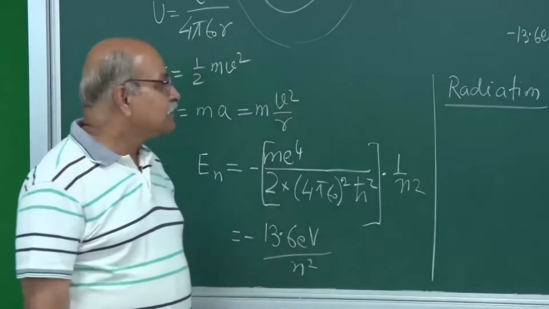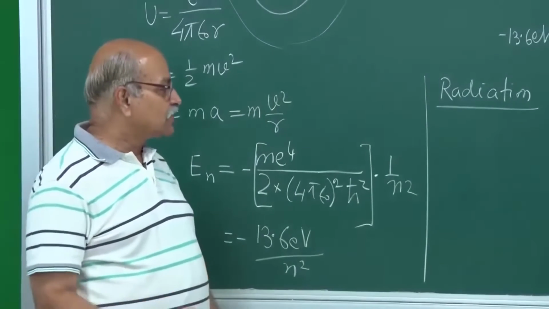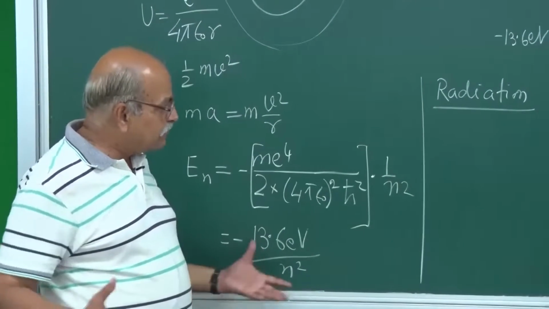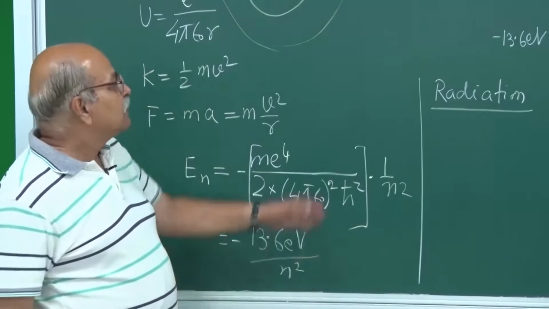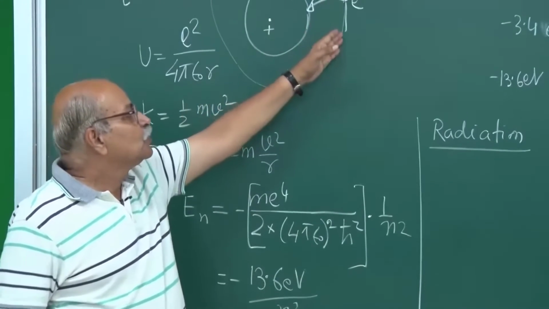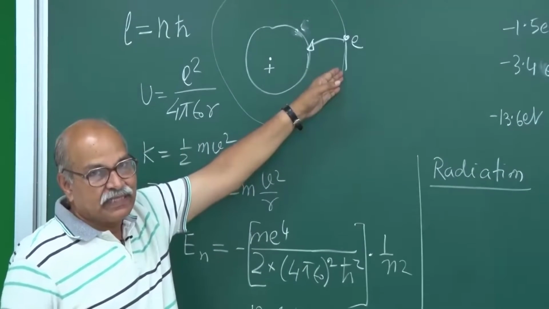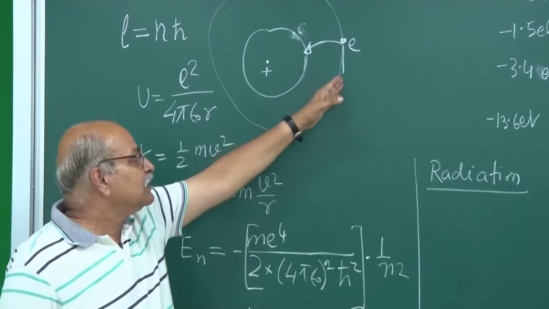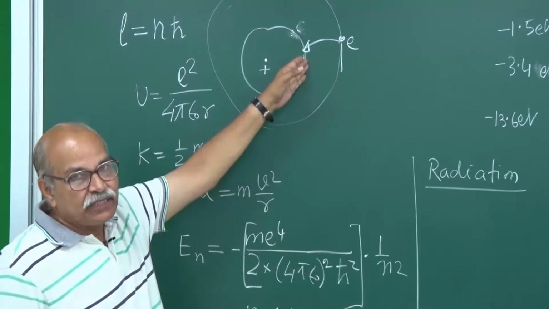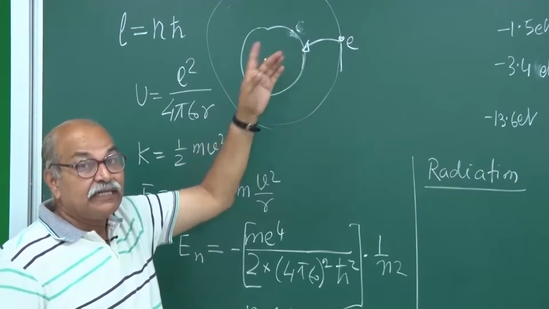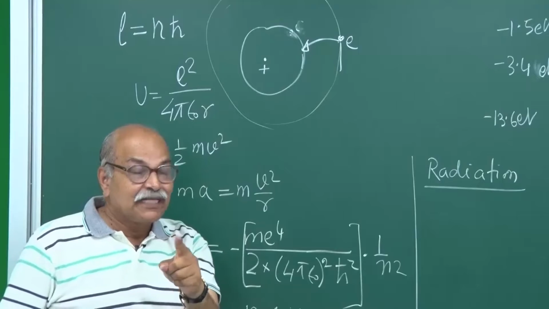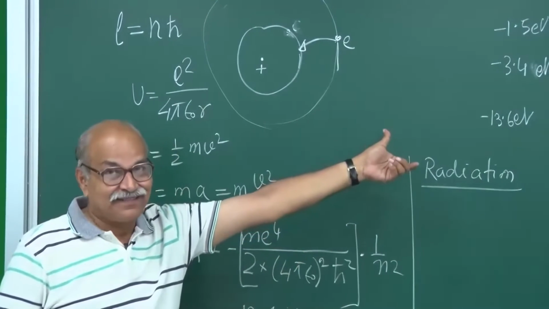Okay, but by passing that discharge or giving energy, somehow electrons can be made to go to higher orbits, and if they go to a higher orbit, then they can make a jump to the lower orbits, and in one jump a specific amount of energy is released.